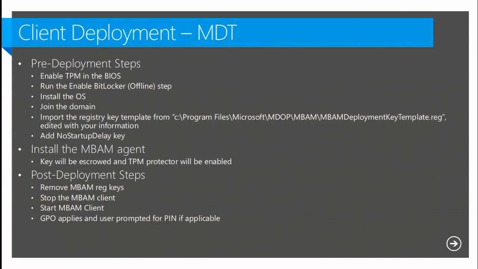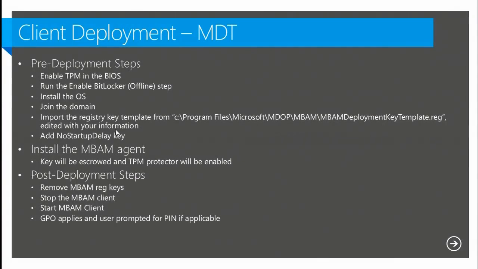Again, just high-level steps here. You enable TPM in the BIOS, you enable BitLocker offline to do your pre-provisioning, install the operating system, you're being encrypted on the fly, and then you join the domain and install the MBAM agent. Then you can run these reg keys to get MBAM to enable the protectors for BitLocker in that pre-provision state. The no startup delay key we can talk about later, but essentially it makes the MBAM agent wake up immediately instead of waiting that 90-minute delay.